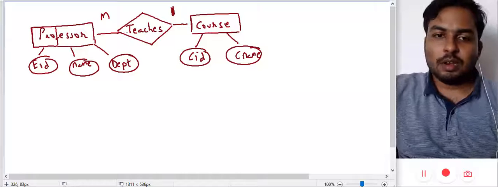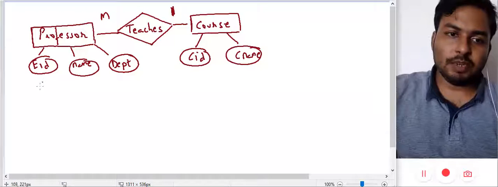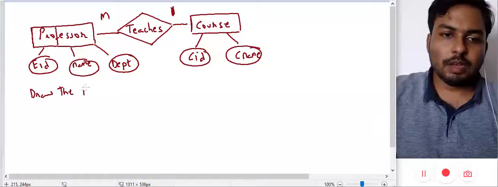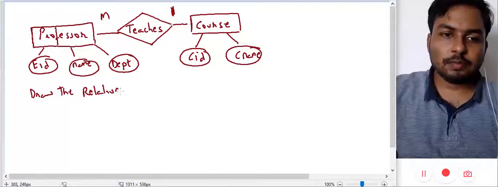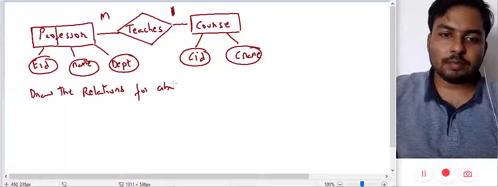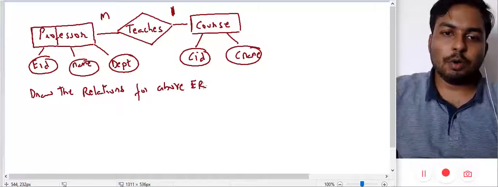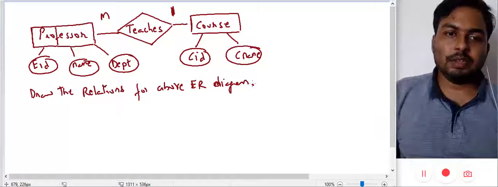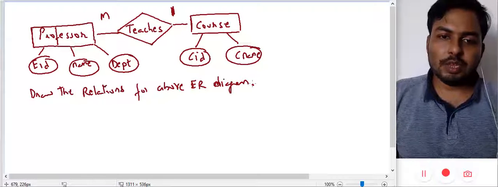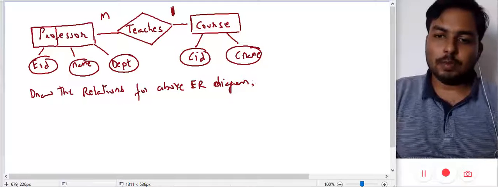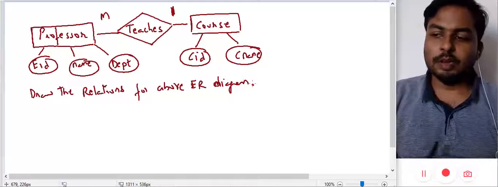Now draw the table for it. They can ask you to draw the relations for the above diagram, or they can ask you to convert the above ER model into a relational model. Either they ask you to draw the relations for the above ER diagram, or to convert the above ER model to a relational model. Okay. Do it. I'll be back in a minute.